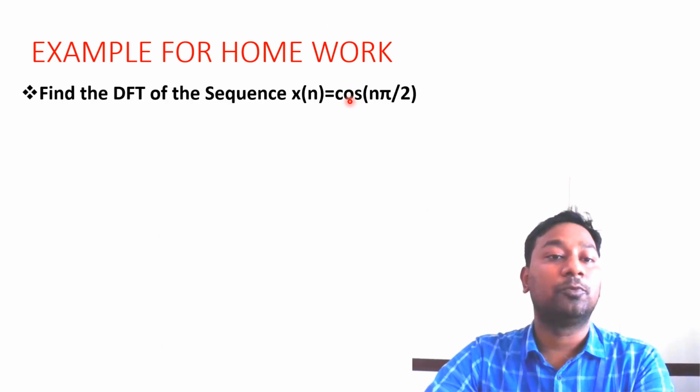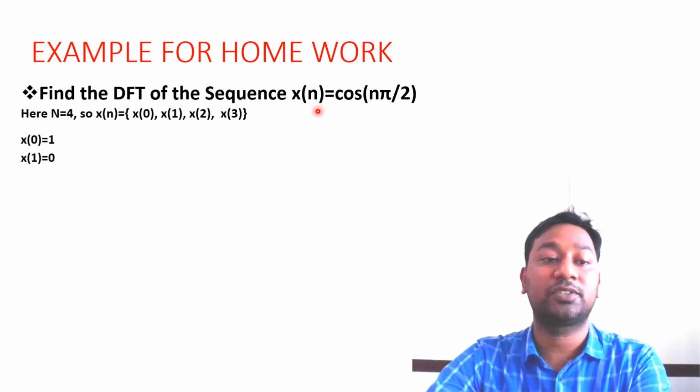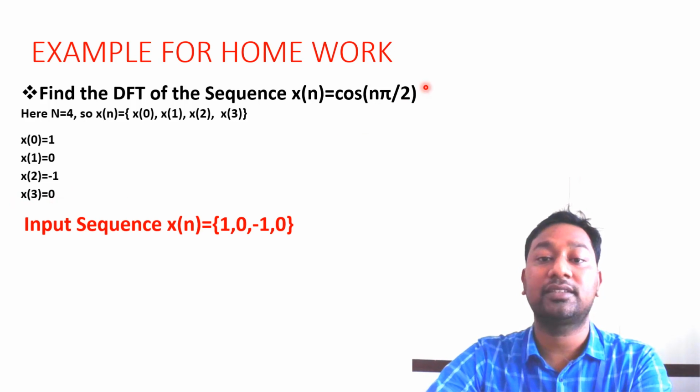Now an example for homework. You should find the DFT of the sequence x of n equal to cos n pi by 2. But the problem here is that the sequence is not given directly. So first we should find the values of x of 0, x of 1, x of 2 and x of 3. How can we find them? Just put the values directly. For x of 0 we get cos 0 pi by 2, which means cos 0, that is 1. X of 1 is cos pi by 2, that is 0. X of 2 is cos 2 pi by 2, that is minus 1. And x of 3 is cos 3 pi by 2, the value is 0. So the input sequence is 1, 0, minus 1, 0. After finding the input sequence, we will find the DFT using the normal procedure.